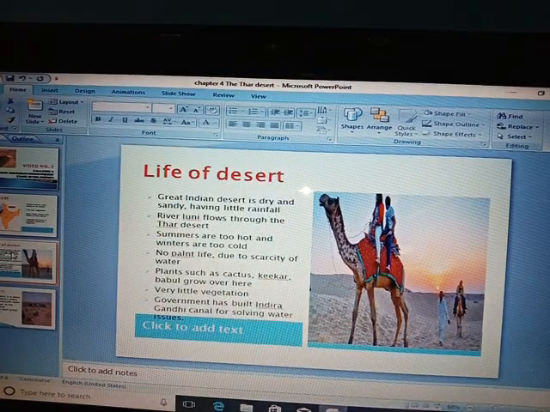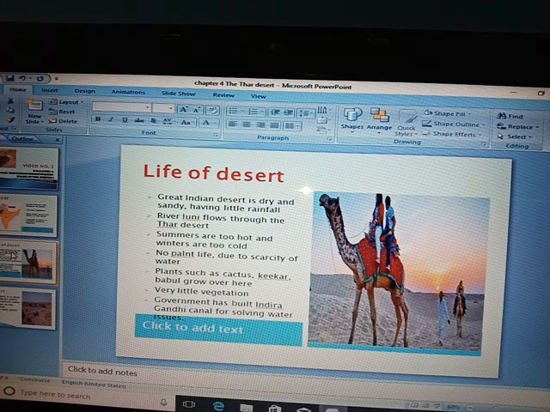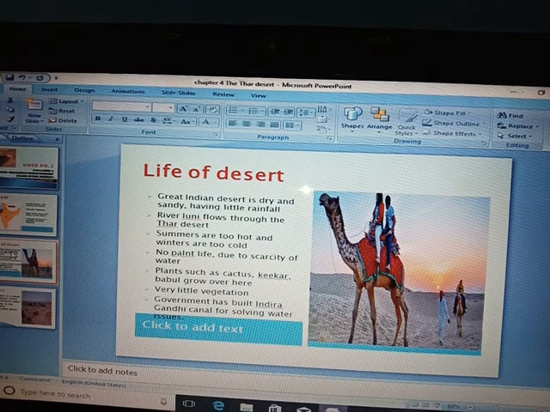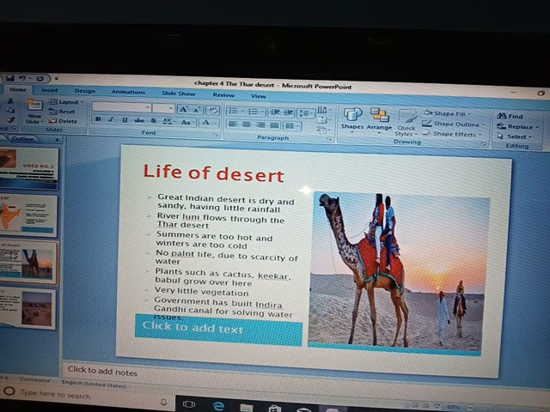Here we will be discussing the life of the desert. Here you can see a picture of a desert area. You can see the camel, which is also called the ship of the desert. Rajasthan is also a tourist place, a very beautiful place. Many beautiful palaces and monuments are present there. So how does life in the desert happen to be?